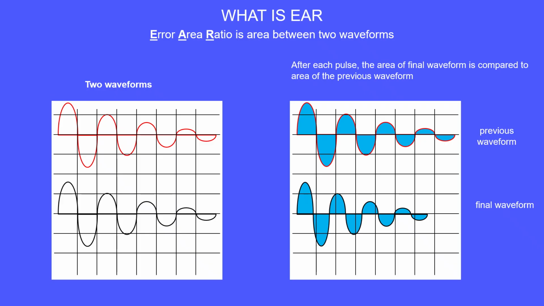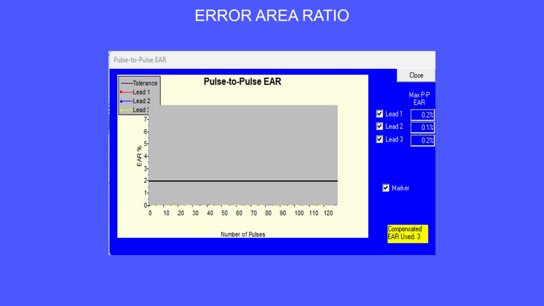This is the EAR graph. After each surge waveform area comparison, a point is plotted on this graph. The point represents the difference in area of the previous waveform and the last waveform. If any plot is above the target trip threshold, the tester will trip offline. Here the trip threshold is 2% EAR.